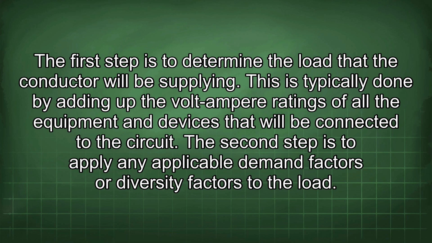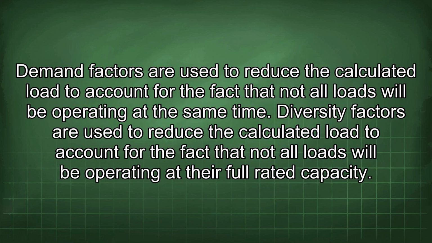First step is to determine the load that the conductor will be supplying. This is typically done by adding up the volt-ampere ratings of all the equipment and devices that will be connected to the circuit. The second step is to apply any applicable demand factors or diversity factors to the load. Demand factors are used to reduce the calculated load to account for the fact that not all loads will be operating at the same time. Diversity factors are used to reduce the calculated load to account for the fact that not all loads will be operating at their full rated capacity.